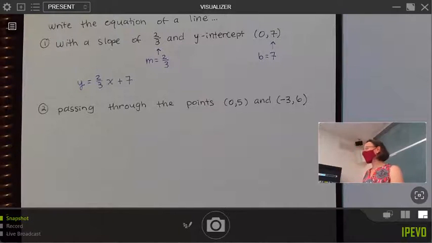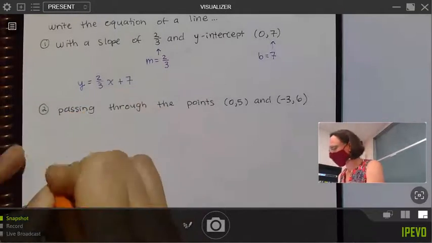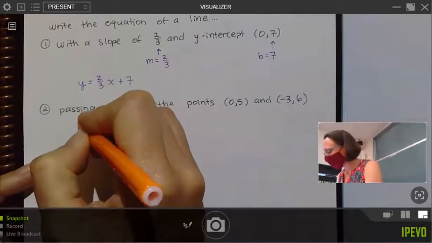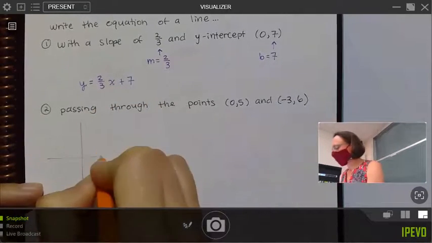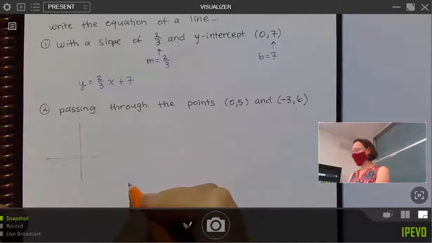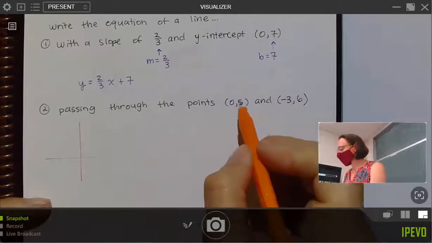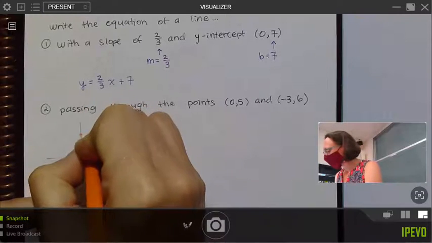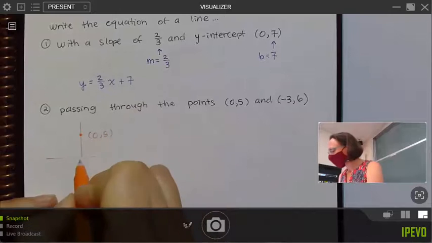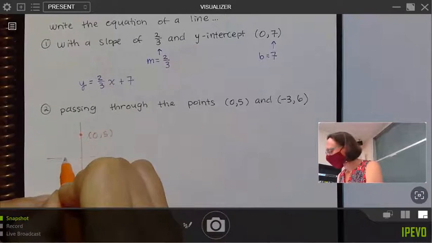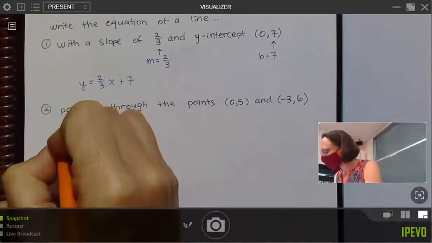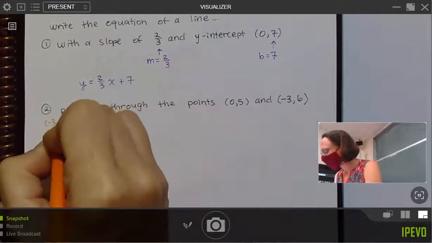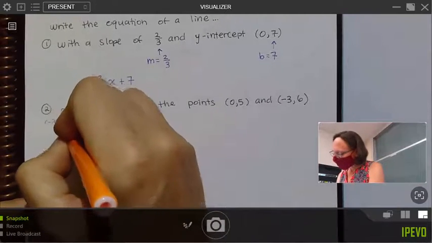We can find the slope by thinking about what's going on the graph. You do not have to graph this. I am just like some visual aids myself, so I am going to sketch a quick graph here. If I think about those points, (0, 5) and (-3, 6), my line's going to look something like that.